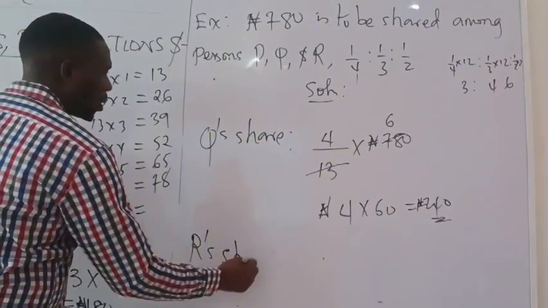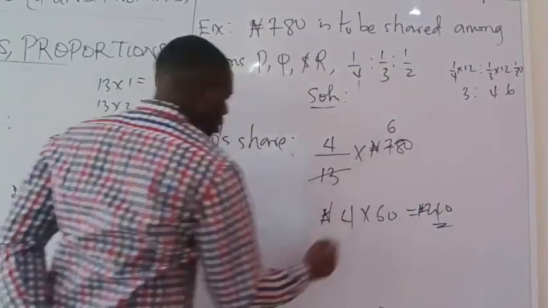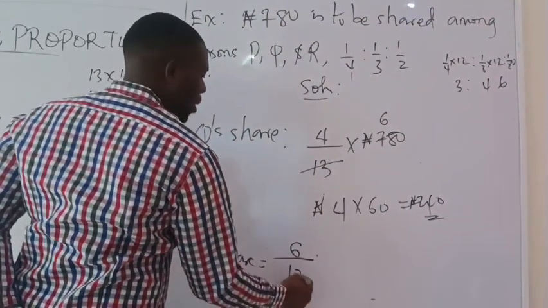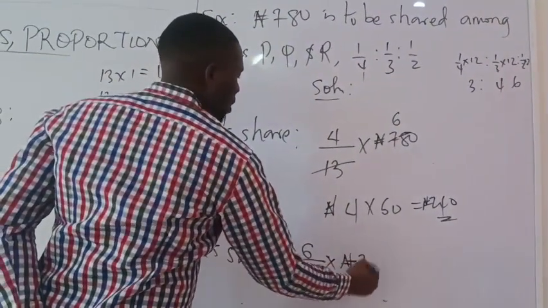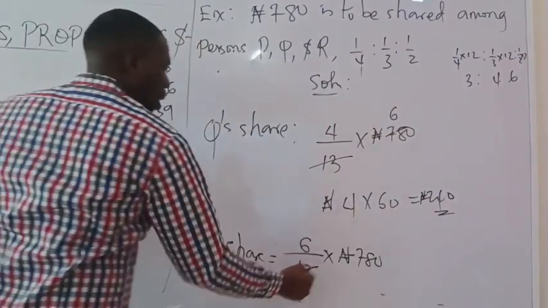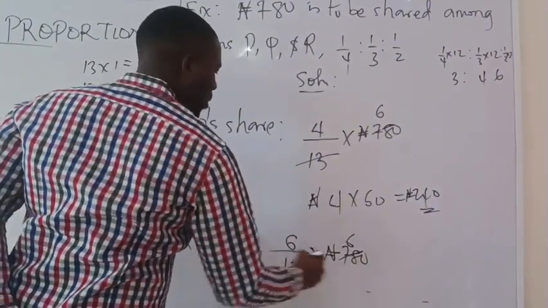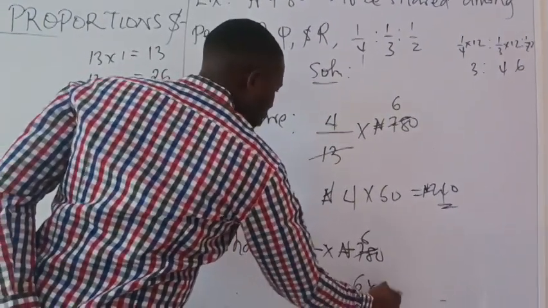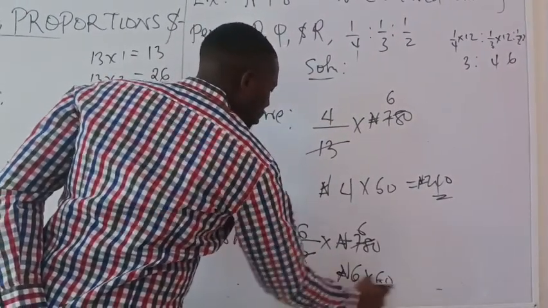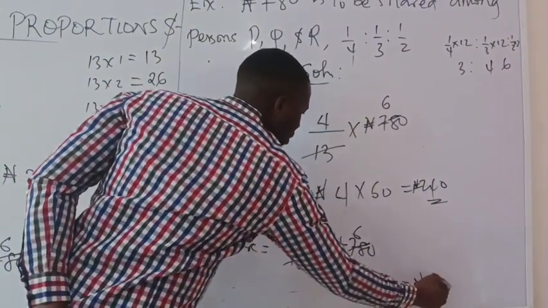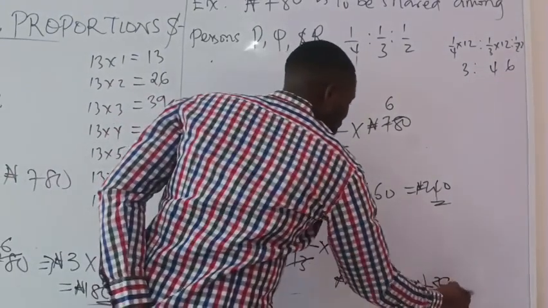Then the last but not the least, R's share. R's share would be 6 out of the sum of the ratios, which is 13, times 780, which is the right amount to be shared. And I know I will get 6 out of this, so this becomes 6 times 60, and this is 3. So 6 times 6 is 36, and I'm sticking a 0 in front.